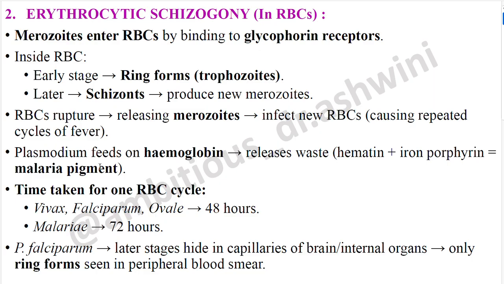Plasmodium feeds on hemoglobin and releases waste, that is hematin plus iron porphyrin, which is malaria pigment. Time taken for one RBC cycle: Plasmodium vivax, Plasmodium falciparum, and Plasmodium ovale take 48 hours to complete the RBC cycle, and Plasmodium malariae takes 72 hours. In Plasmodium falciparum, later stages are hidden in capillaries of the brain or internal organs. Only ring forms are seen in the peripheral blood smear.